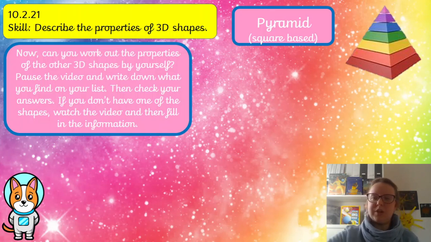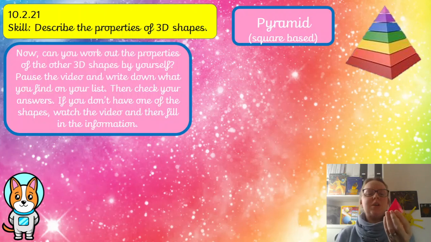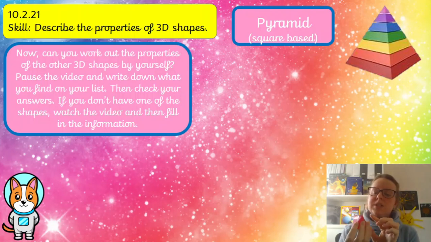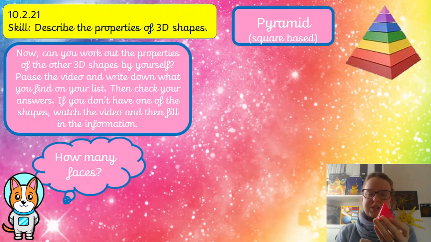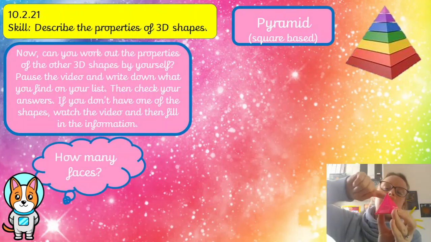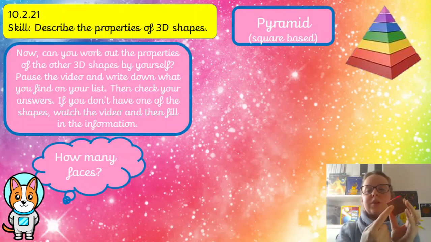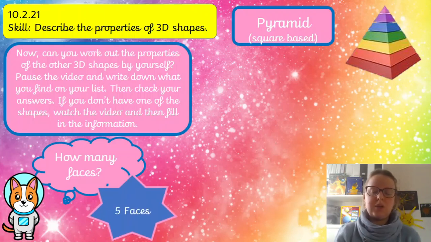Let's have a look at our pyramid. Now this one might have been tricky for you to find. It took me a while to find my pyramid. I found this in my sand, with my sand toys. Okay, so pyramid. It's a square based pyramid because I can see a square on the bottom. So let's think about the faces. Let's count them. 1, 2, 3, 4, 5. 5 faces.